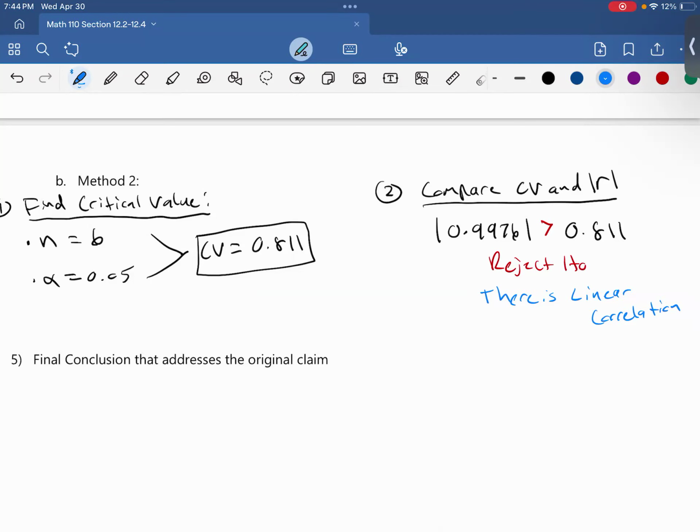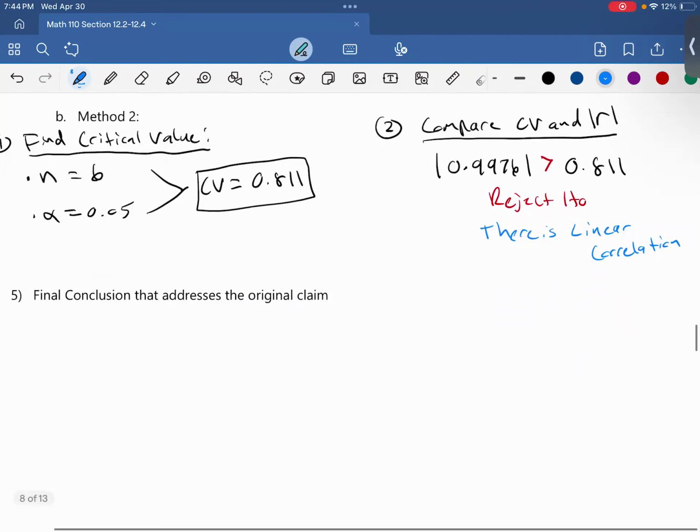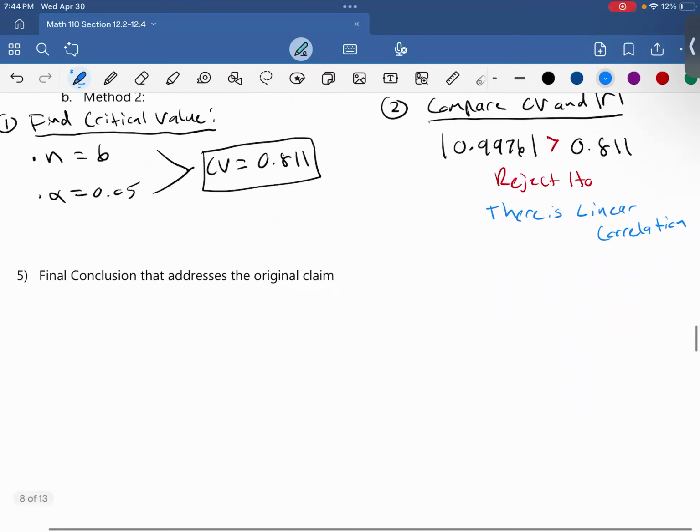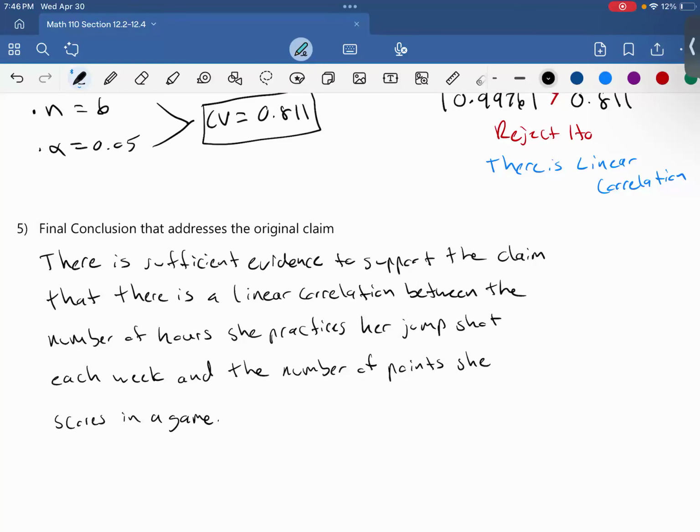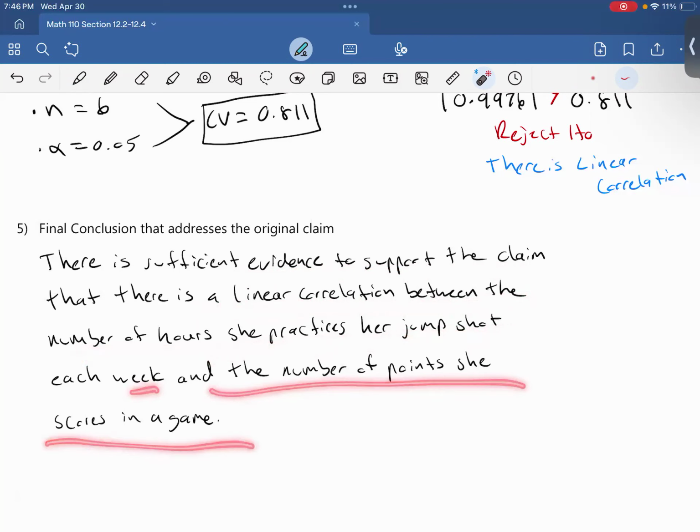Okay, so in both method one and method two, we see that there's linear correlation between the hours practicing and points scored. So let's go ahead and write a final conclusion. Pause the video and see if you can come up with a conclusion. Okay, welcome back. Since we reject the null and we see that there's linear correlation, what we need to say is there is sufficient evidence to support the claim that there is a linear correlation between the number of hours she practices her jump shot each week and the number of points she scores in a game.